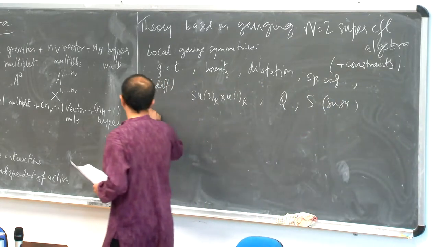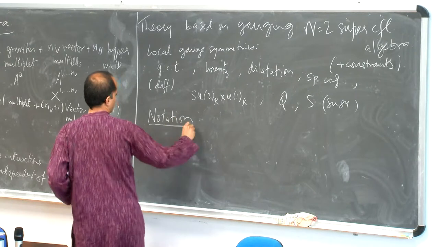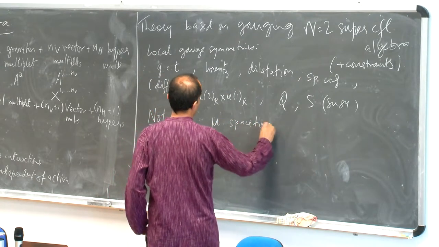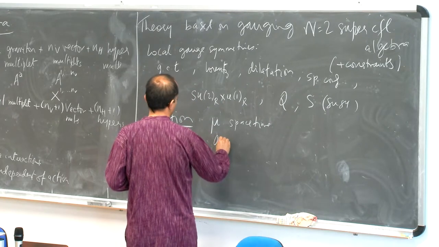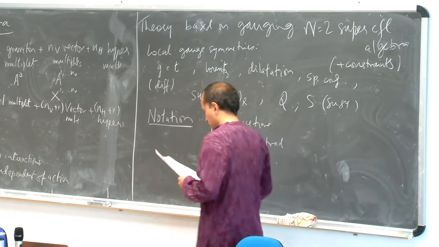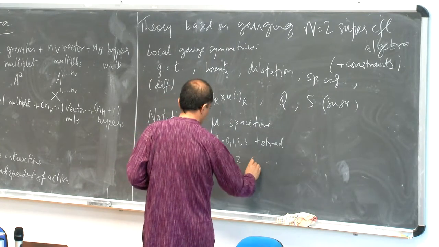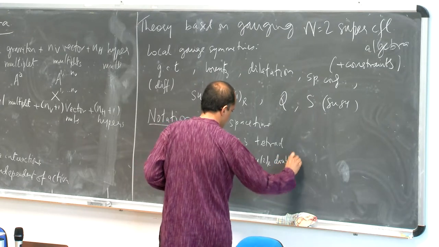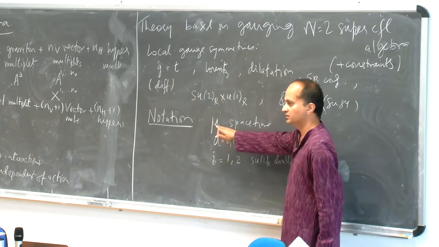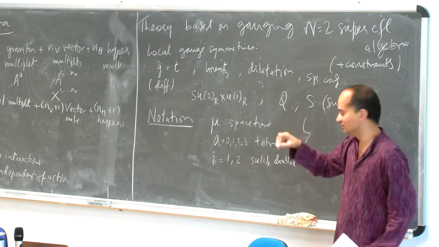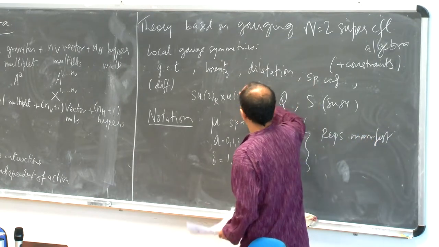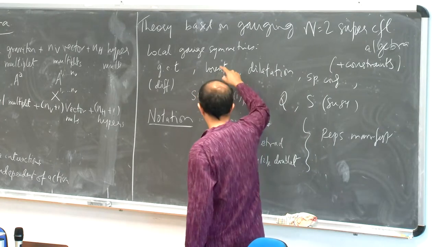Okay, and a word about the notation I'm going to use. And this is important today as well as the next two lectures. So my notation is that mu is a space-time index. A, which is 0, 1, 2, 3, is the tetrad index, or the tangent space index. I is 1, 2, an SU2R doublet. And these sort of make, so if I have a field with some indices, then these symmetries are manifest, the representations are manifest. And the other symmetries, the U1R, so Lorentz is, as Stefan said, automatically taken care of by this.